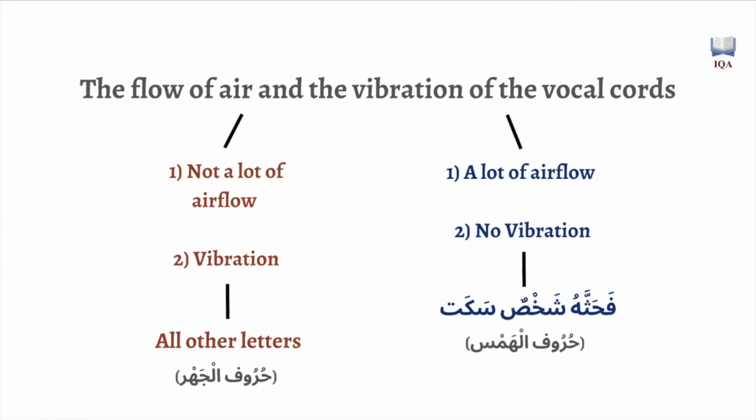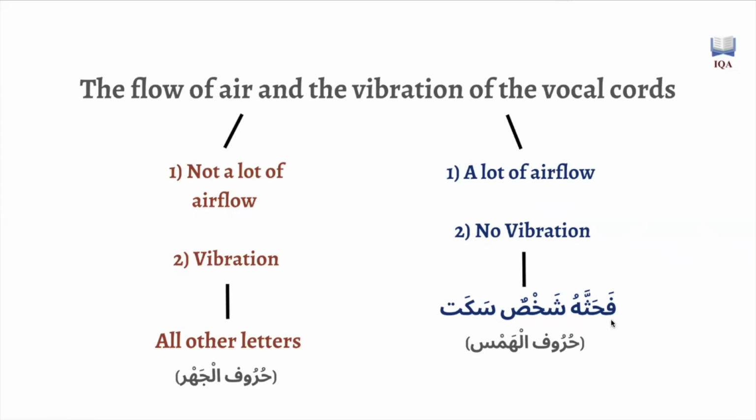So from the perspective of the flow of air and the vibration of the vocal cords, we have certain letters where there's a lot of airflow and no vibration of the vocal cords, meaning that if you were to put your hand on your throat, you wouldn't feel any vibration there. F, F, ash, als, as, ak, at. There's no vibration coming from my throat.